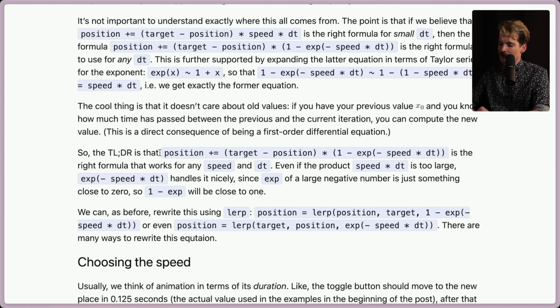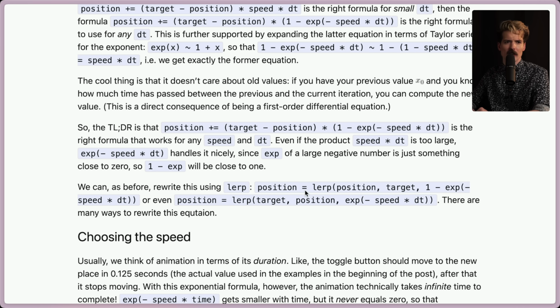So TLDR is that position += (target - position) * (1 - exp(-speed * dt)), this whole thing, is the right formula to work for any speed as well as delta time. Even if the product of speed and delta time is too large, this will handle it nicely. Since the exponential of a large negative number is just something close to 0, 1 minus that will be close to 1. Good stuff.